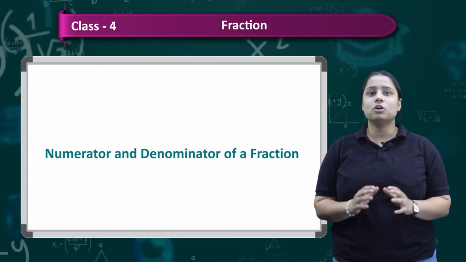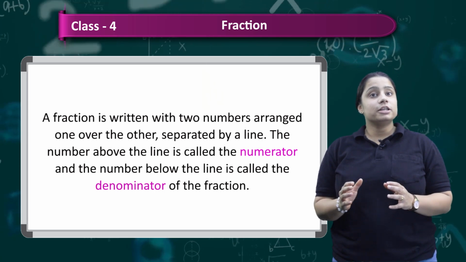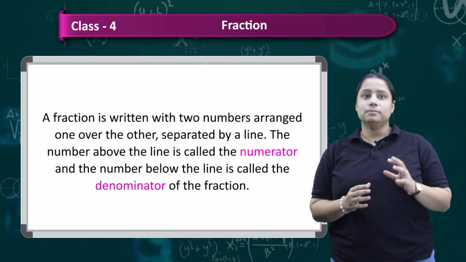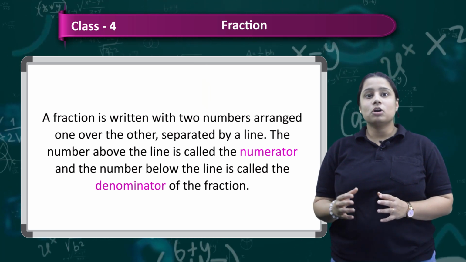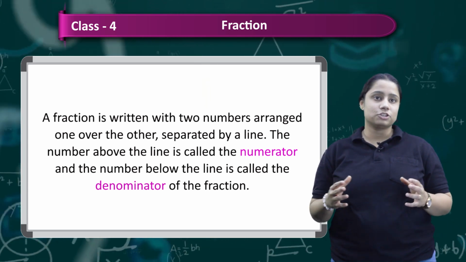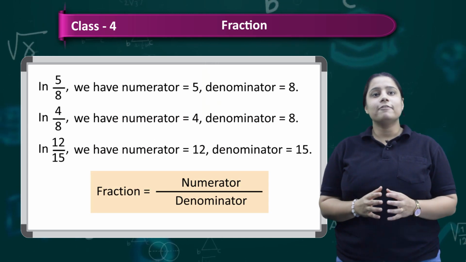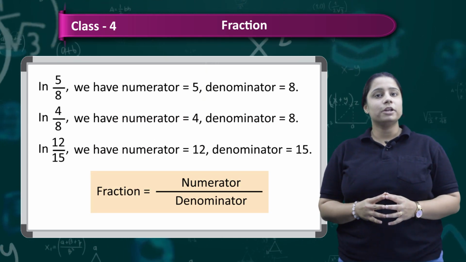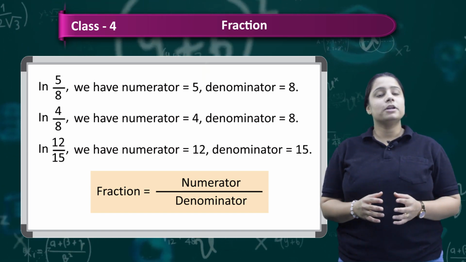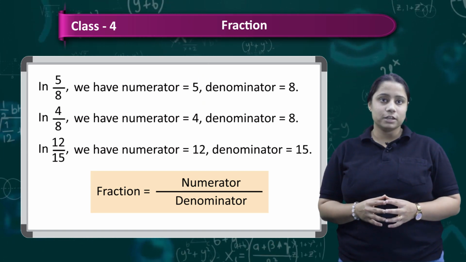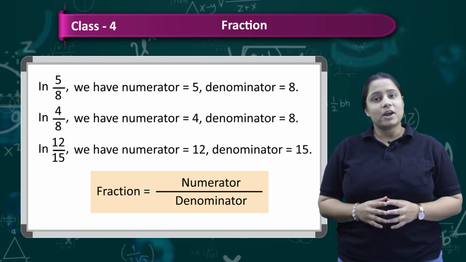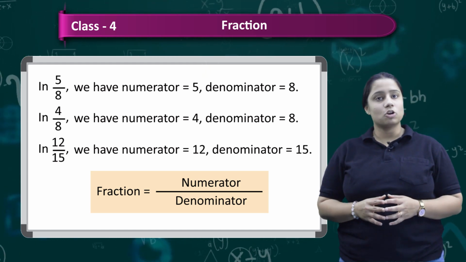Numerator and denominator of a fraction. A fraction is written with 2 numbers arranged one over the other, separated by a line. The number above the line is called the numerator and the number below the line is called the denominator of the fraction. In 5 by 8, we have numerator equal to 5, denominator equal to 8. In 4 by 8, we have numerator equal to 4, denominator equal to 8. In 12 by 15, we have numerator equal to 12, denominator equal to 15. Fraction is equal to numerator by denominator.